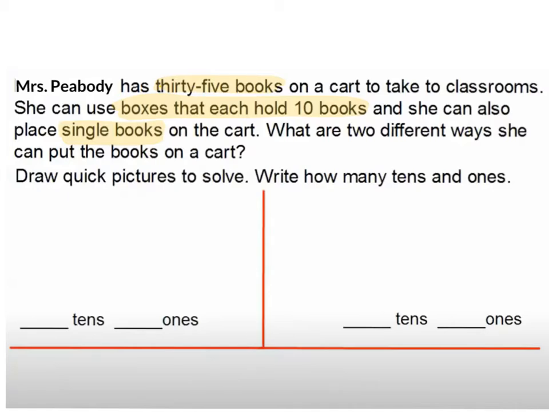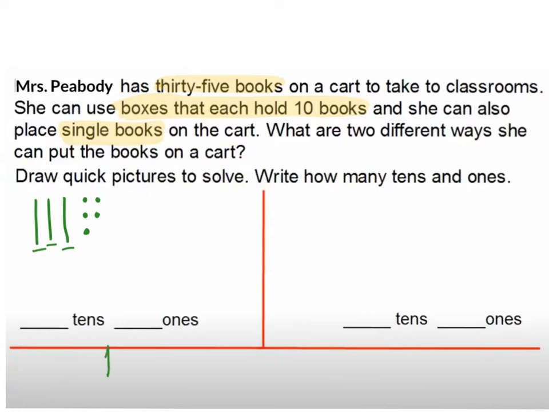Okay, how could we draw this? Let's try just using 10 blocks. So can you skip count with me? 10, 20, 30. Oh, we have to use 1 blocks now to show those single books, the ones that aren't in a box. So we have 30, 31, 32, 33, 34, 35. Now we can see that Mrs. Peabody could have three boxes of 10 books and then 5 books that are by themselves.